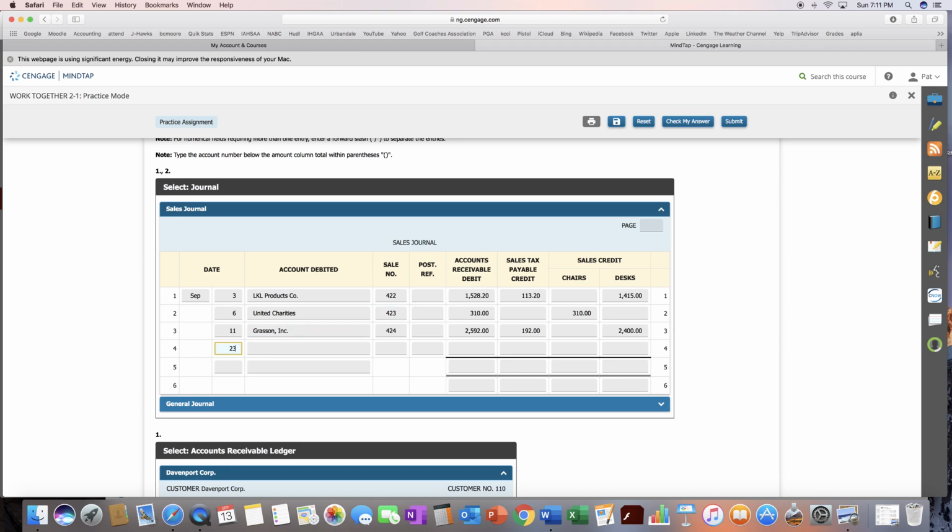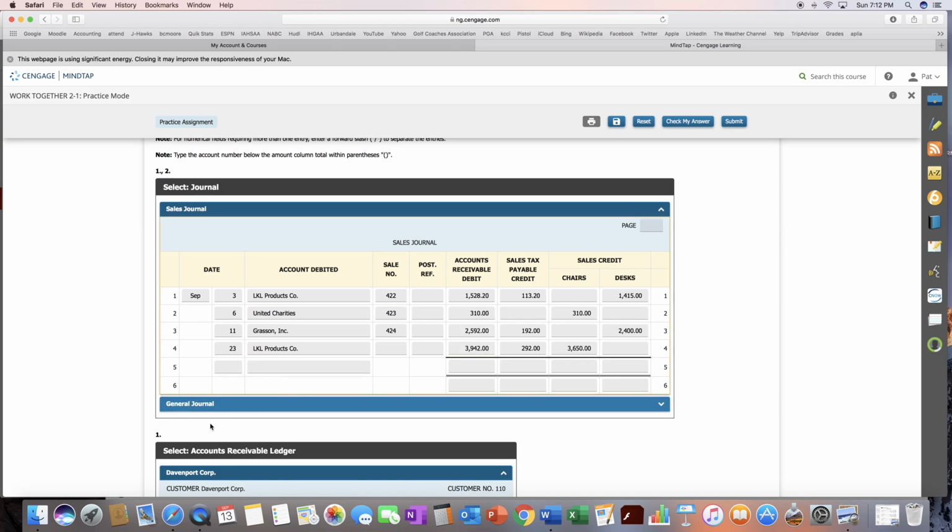Okay. The next one says on the 23rd, we sold 10 chairs on account to this LK Products Company for $3,650. And these are chairs, so $3,650 worth of chairs plus sales tax. You multiply that by the 8%, you get $292 in tax. And you add those two credits up, and you get $3,942. Okay, nothing to it.